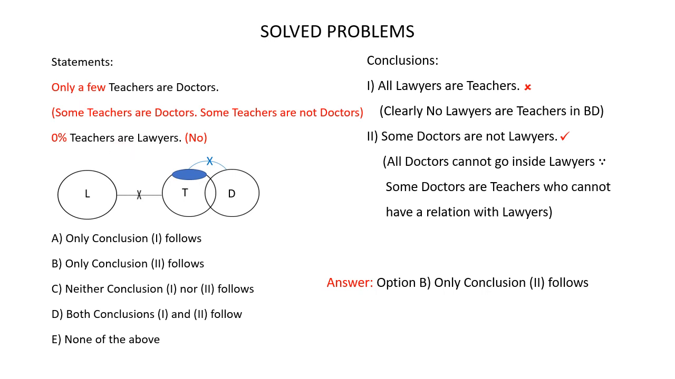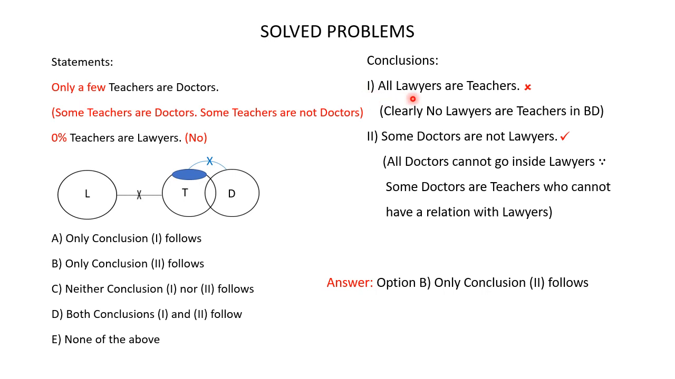0% teachers are lawyers. Now 0% means no. So the statement now becomes no teachers are lawyers. So in the Venn diagram, draw a circle for lawyers and draw a line with a cross mark from teachers to lawyers to indicate that no teachers are lawyers. Now this is the basic Venn diagram for the given statements. Now based on this Venn diagram, let's find out which of the given conclusions follow.